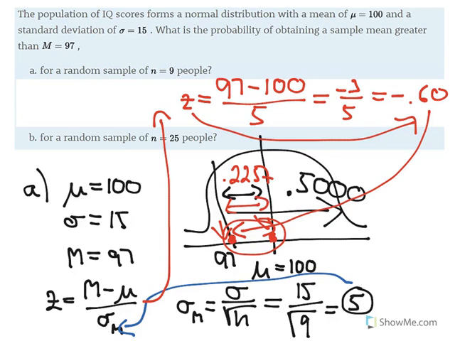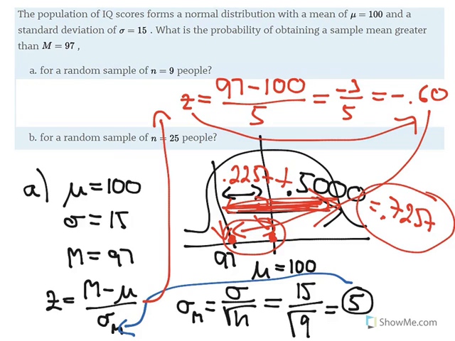So now we still have to add these together, right? We have to add this whole side, which we know is 0.500, and that's how we get the proportion of 0.7257. So that is the whole area here. That is anybody, or the probability of obtaining a sample mean greater than 97. This is the answer for A.